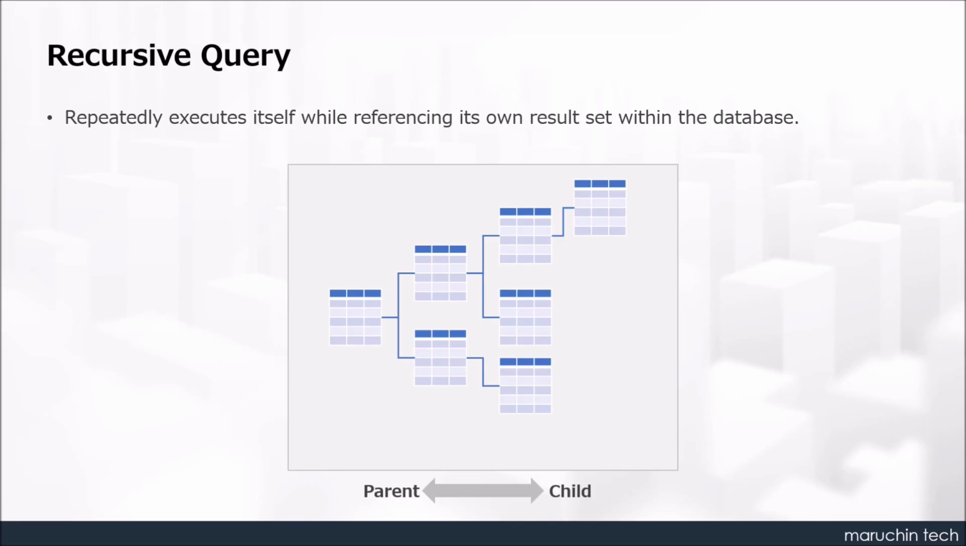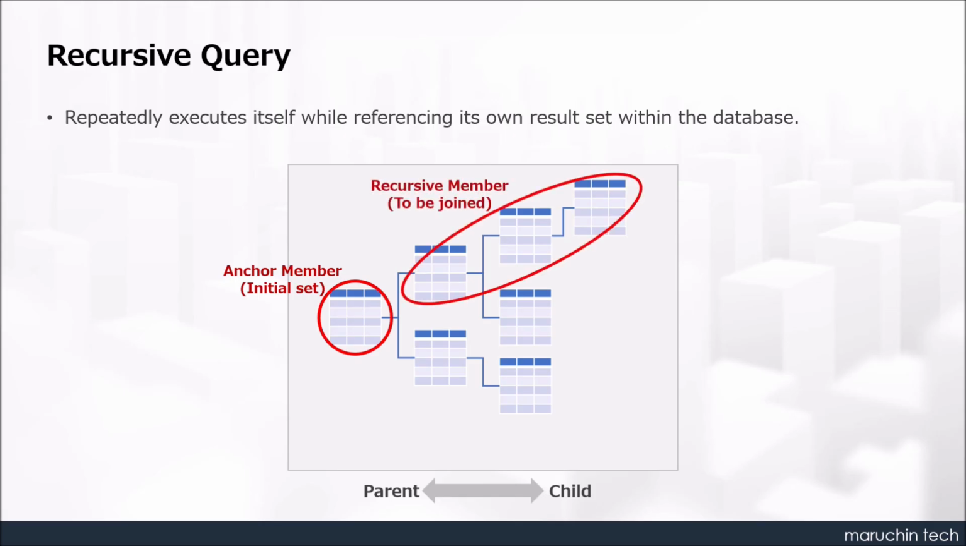A recursive query is a SQL query that repeatedly executes itself while referencing its own result set within the database. It is used to traverse and manipulate the entire hierarchy when data in the table has a tree structure. In a recursive query, the initial result set that serves as the starting point is called the anchor member. In a BOM context, we specify the top of the hierarchy, like the final product. The recursive member is the target to be joined. It fetches data by referencing the previous level, moving to the next level, then the next. This process repeats until it reaches the final endpoint.